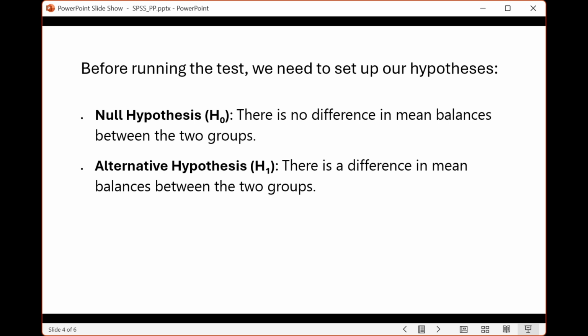And just to clarify, exited is our grouping variable that tells us who churned and who stayed, and balance is our test variable. It's what we're comparing between the groups. With our hypothesis locked in, we can now choose the correct type of t-test to help us evaluate them.